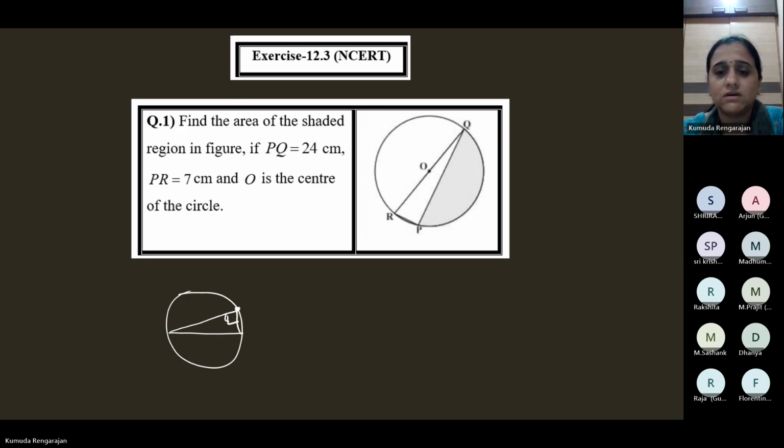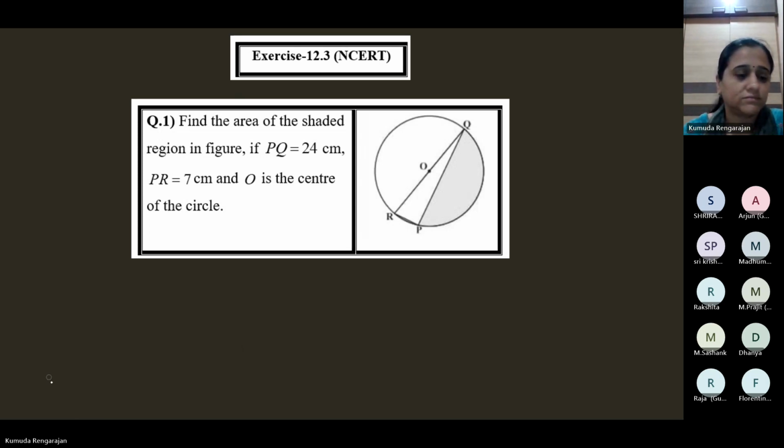So here RQ or QR is a diameter because you can see that it passes through O, the center of the circle. Since QR passes through O, it's a diameter. QR is a diameter. And you can see this point P on the circumference.